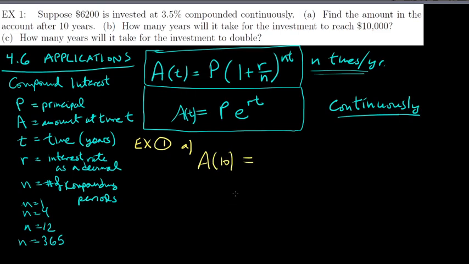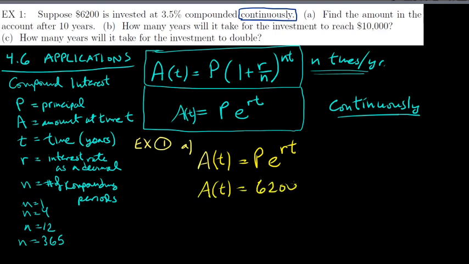Before we plug in 10, let's get the formula. Notice we are compounding continuously here. The key word is continuously, and that means we're using the Pert formula, so let's write that down. A of t is equal to P times e to the rt. Now let's plug in the numbers. P is going to be 6,200, because that's what we're starting with. That's our original investment.